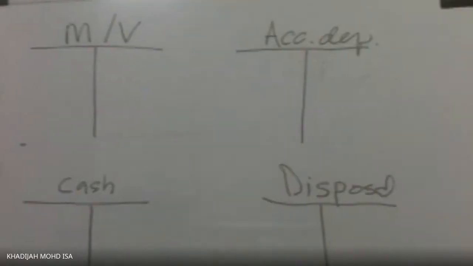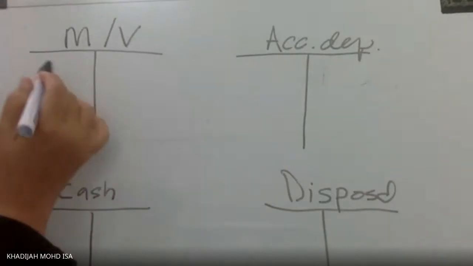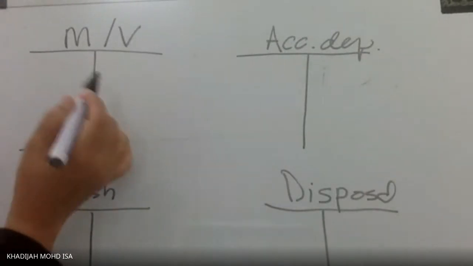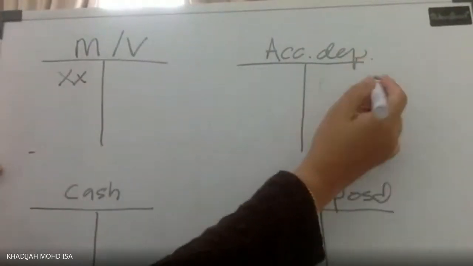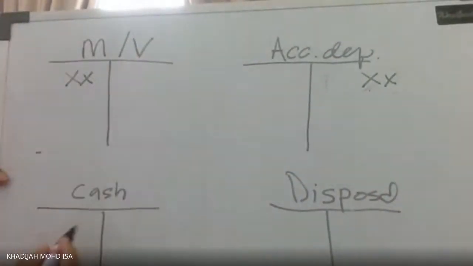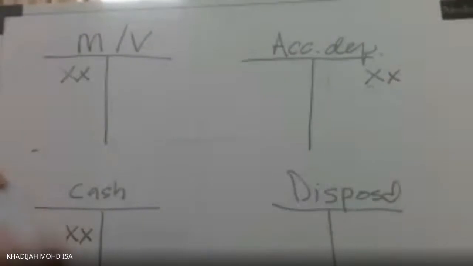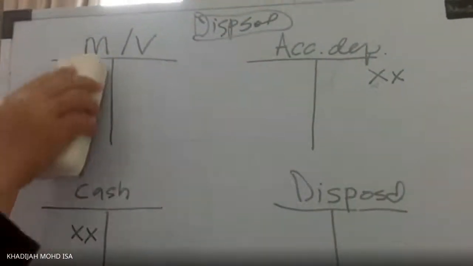Yes. Okay. So remember that your motor vehicle is always a debit, because it's an asset. So normally you will debit your accounts. Accumulated depreciation is a credit in nature, because it's a contra asset. So normally it's a credit. Cash is always a debit. But when you are talking about disposal of your motor vehicle, what you do is that you are going to credit your account.